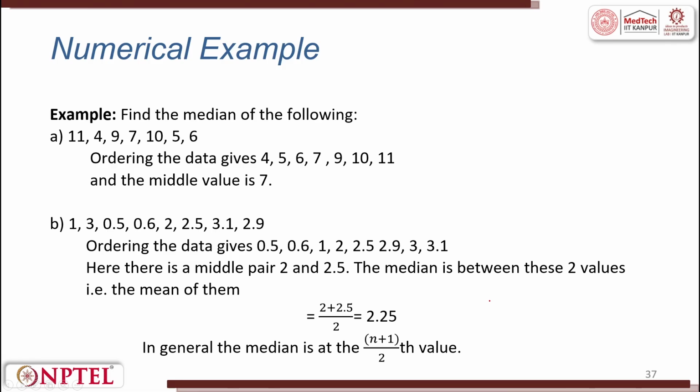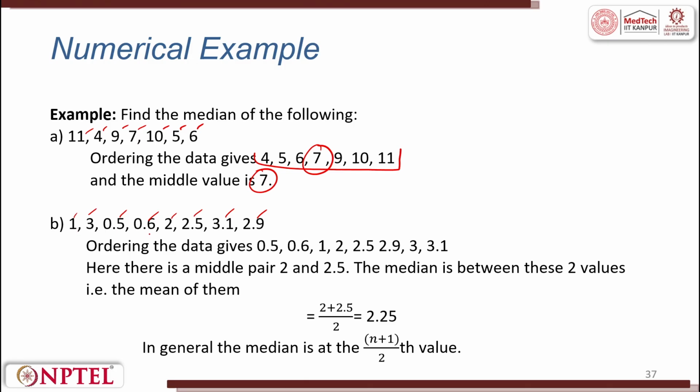To see an example quickly, these are the terms 11, 4, 9, 7, 10, 5, 6. So here we see a total of 7 values. The middle value here, while putting it in ascending order, is 7. This is the median.